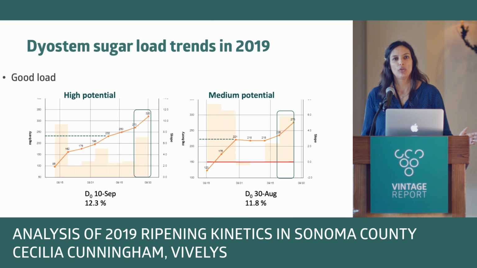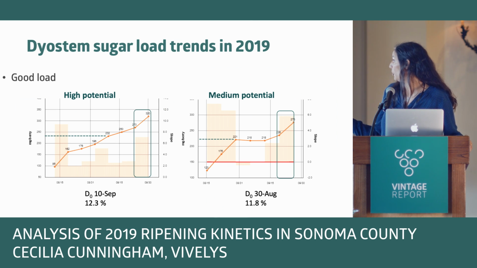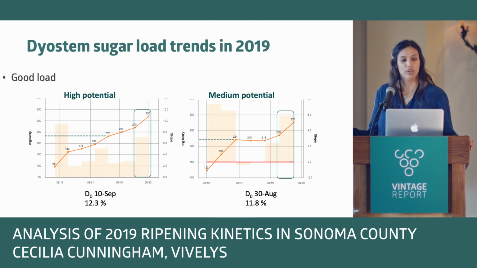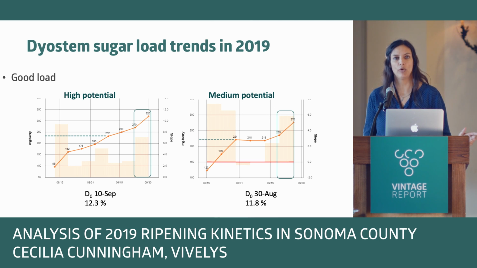Again, two examples of what real life would look like. We have a high potential block and a medium potential block. In the high potential block, we now have one extra week, almost 10 days more of load, and that one week can make a full difference in terms of quality and how we're going to classify those wines.